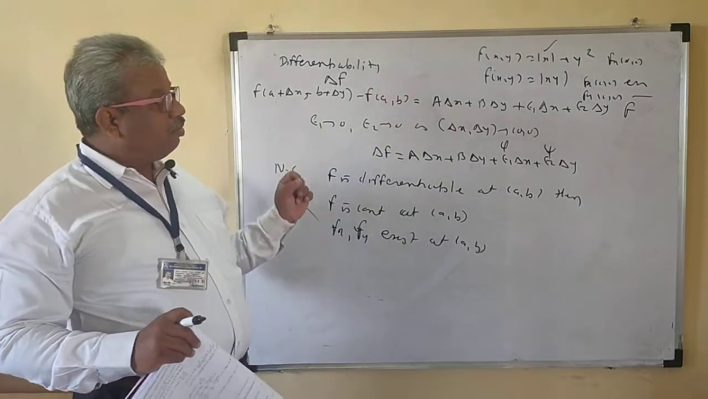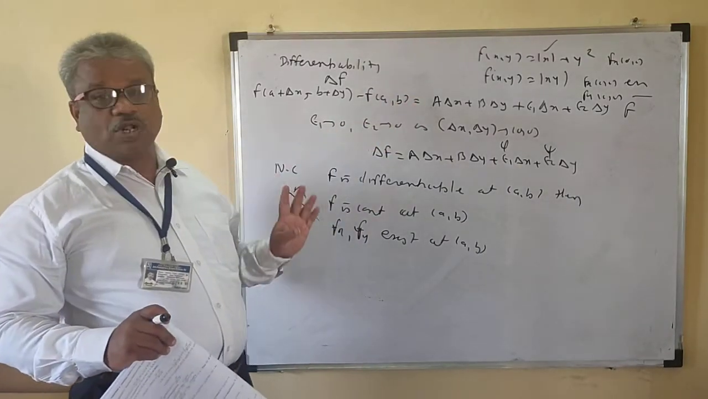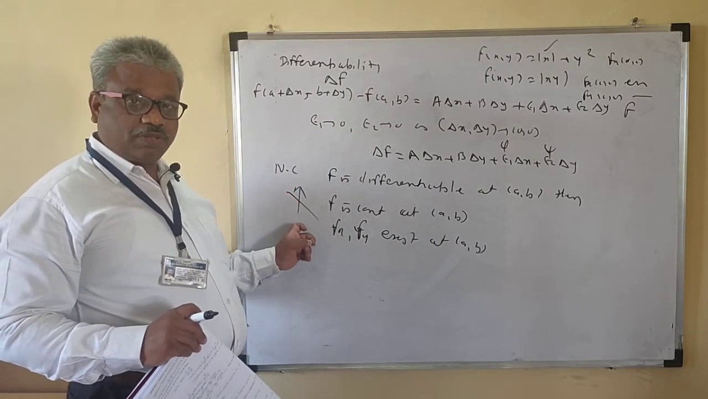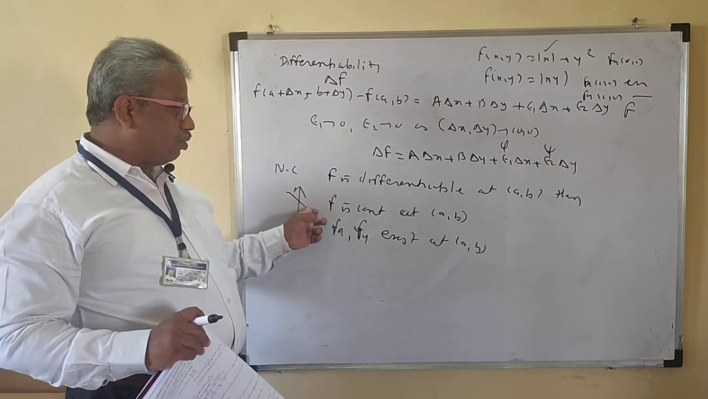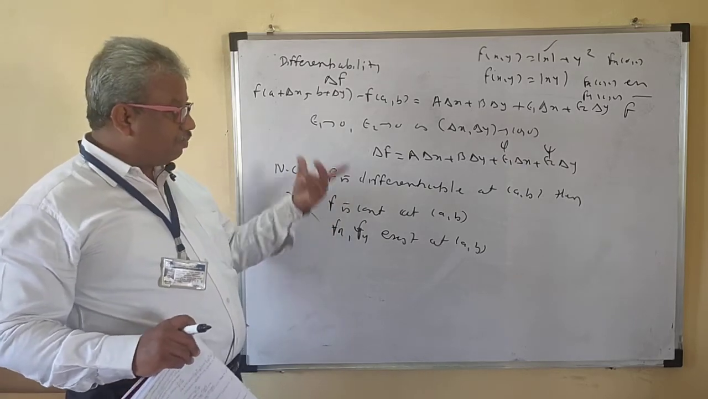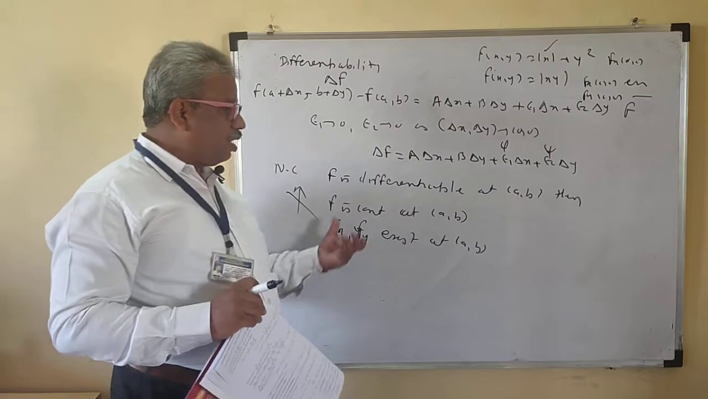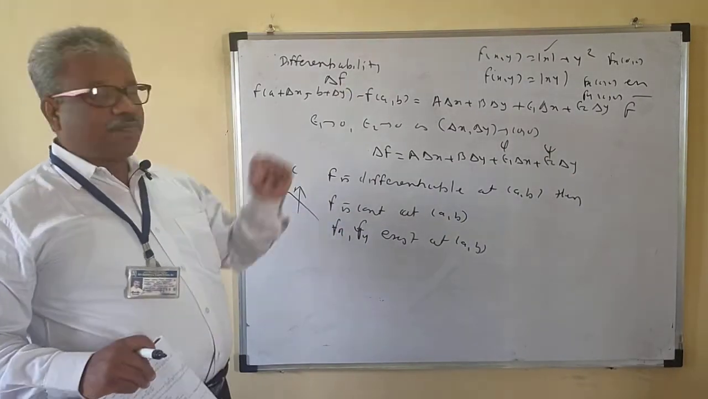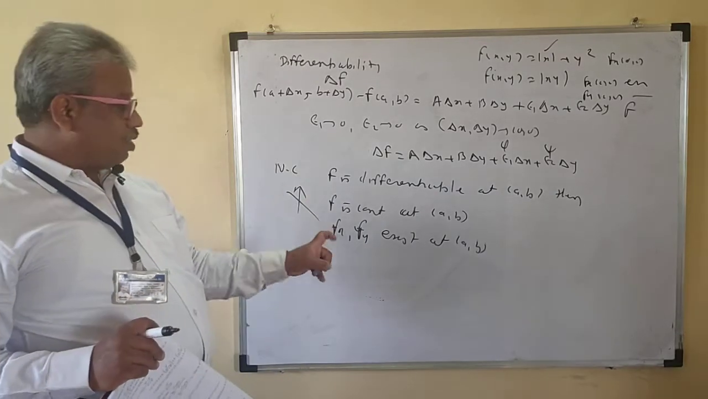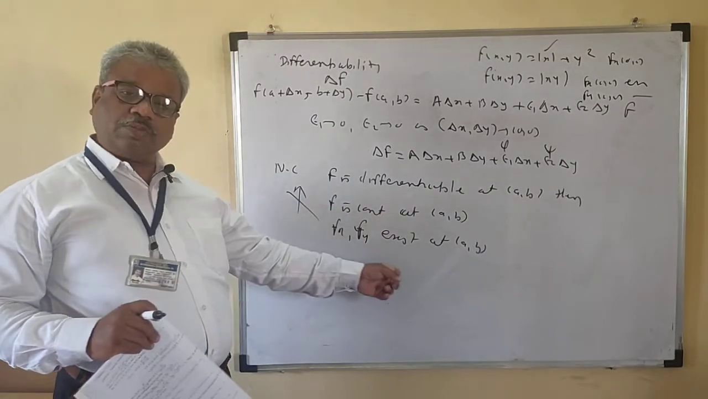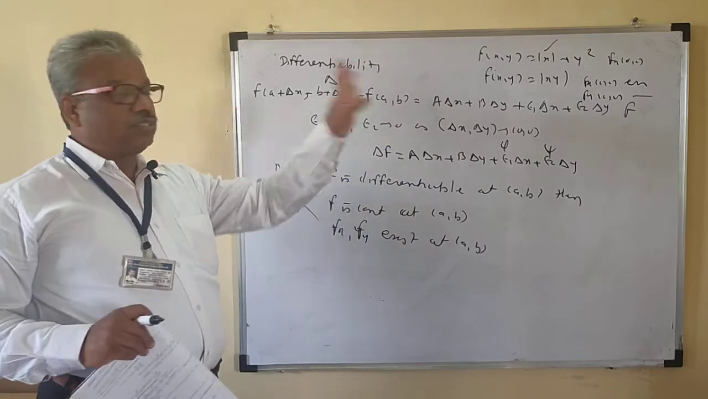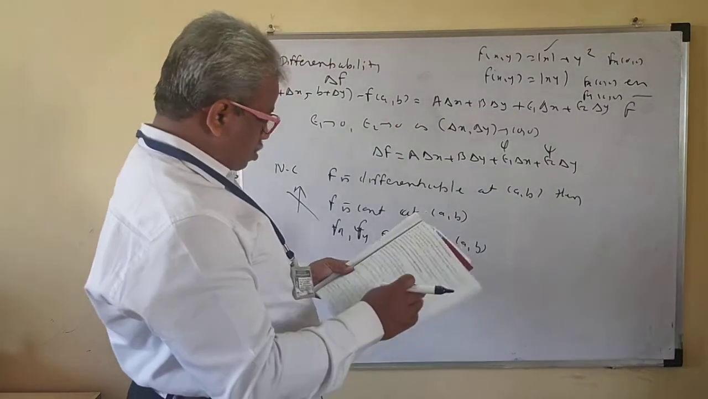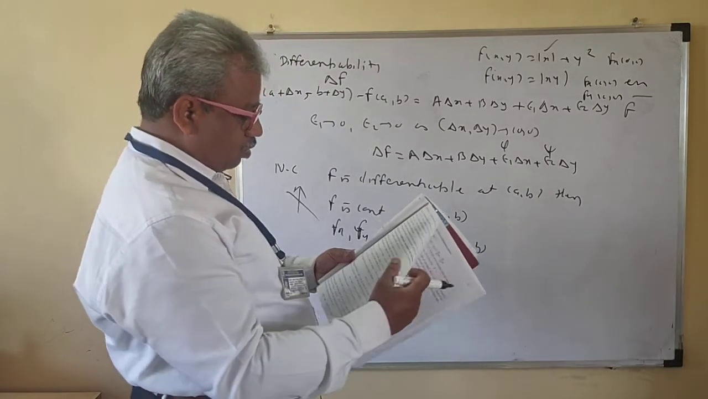This is the example: f(x,y) = mod of xy is the example of the converse not being true. This is the counter example of this theorem. We are saying that the converse is not true, and the counter example is f(x,y) = mod of xy. Our function is continuous, the first order partial derivatives exist at 0, but the function is not differentiable at 0. So this is a nice example that the converse of this theorem is not true.